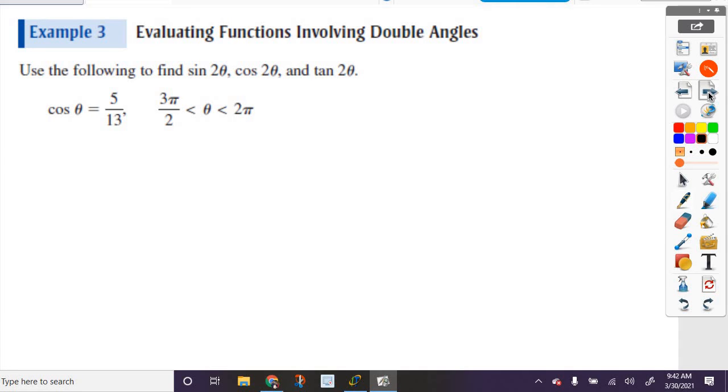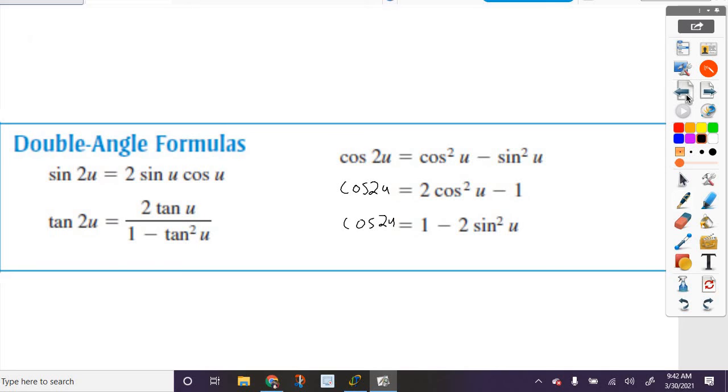And since they tell us that cosine of theta equals 5/13, but they don't tell us what our angle is, we can't multiply our angle by 2 either. And that's where these identities come into play. So notice that we have these 3 different options for cosine, and then we have a sine of 2u and tangent of 2u. Well, notice that for my sine of 2u, we would need to have sine and cosine. And right now we only have cosine, so we can't use that one.